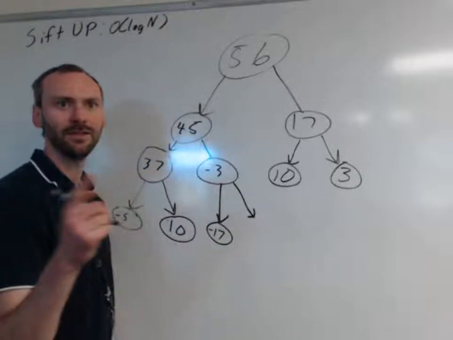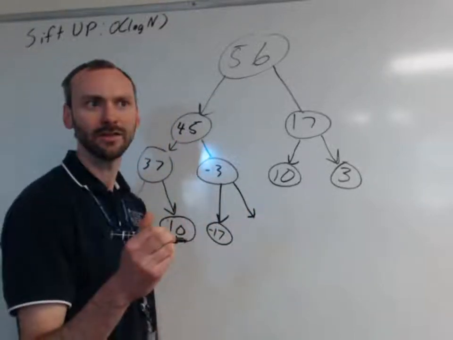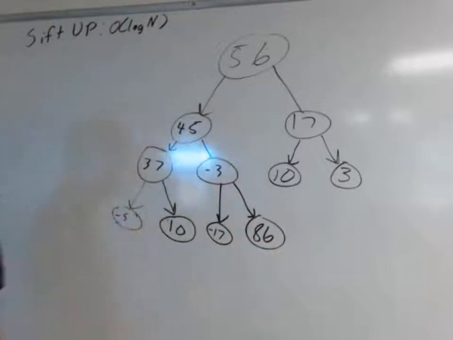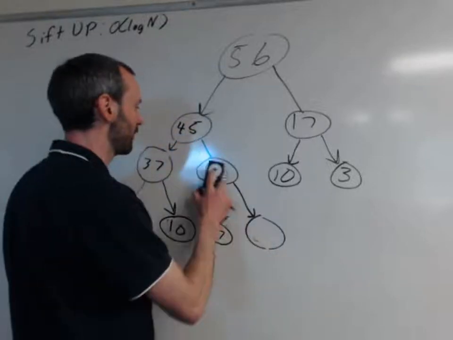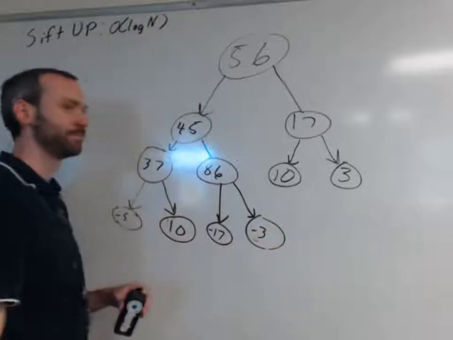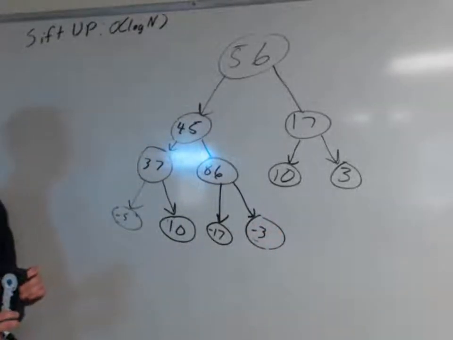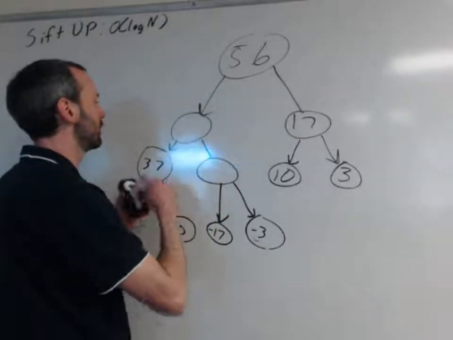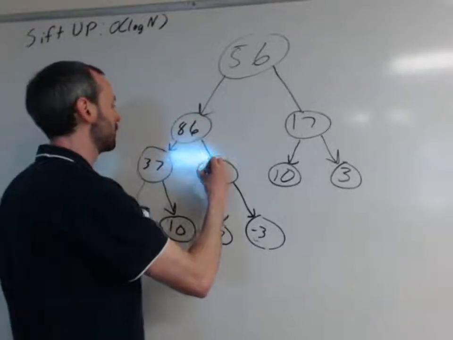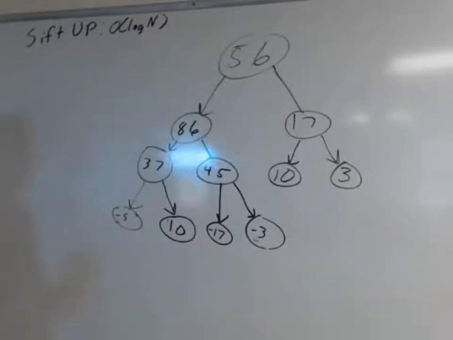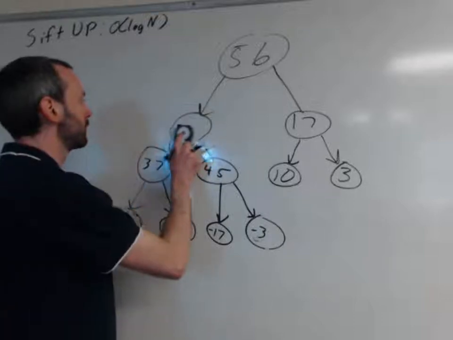All right, now let's go ahead. 86. All right, compare it. What do we do? Swap it with the -3. Okay. Check his parent. It's bigger, so we swap it again. All right. Now what do we do? Check his parent. Bigger. Do we swap? Yep.